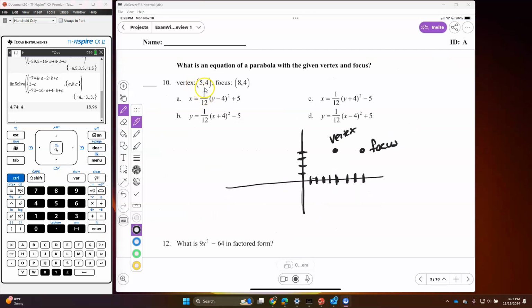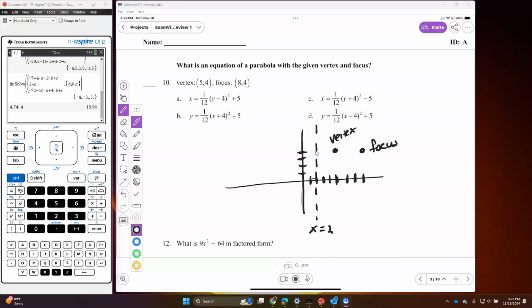The vertex is (5, 4). 1, 2, 3, 4, 5, and then you go up 4. The focus is (8, 4), so it's 1, 2, 3, 4, 5, 6, 7, 8, (8, 4). And we know that from the vertex to the focus, it's 1, 2, 3. So I just have to go back 3. 1, 2, 3. So the directrix is at x equals 2.